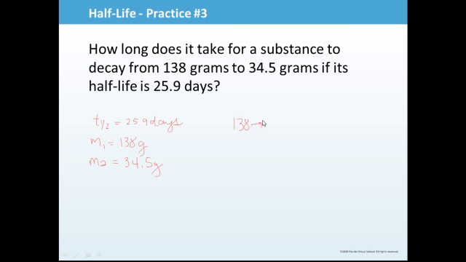So 138, and then we have to figure out, what is half of 138? 138 divided by 2 equals 69. And then half of 69 is 34.5 grams. So this underwent 1 half-life, 2 half-lives. And each half-life is 25.9 days, but we had 2 half-lives, so we have to multiply by 2.